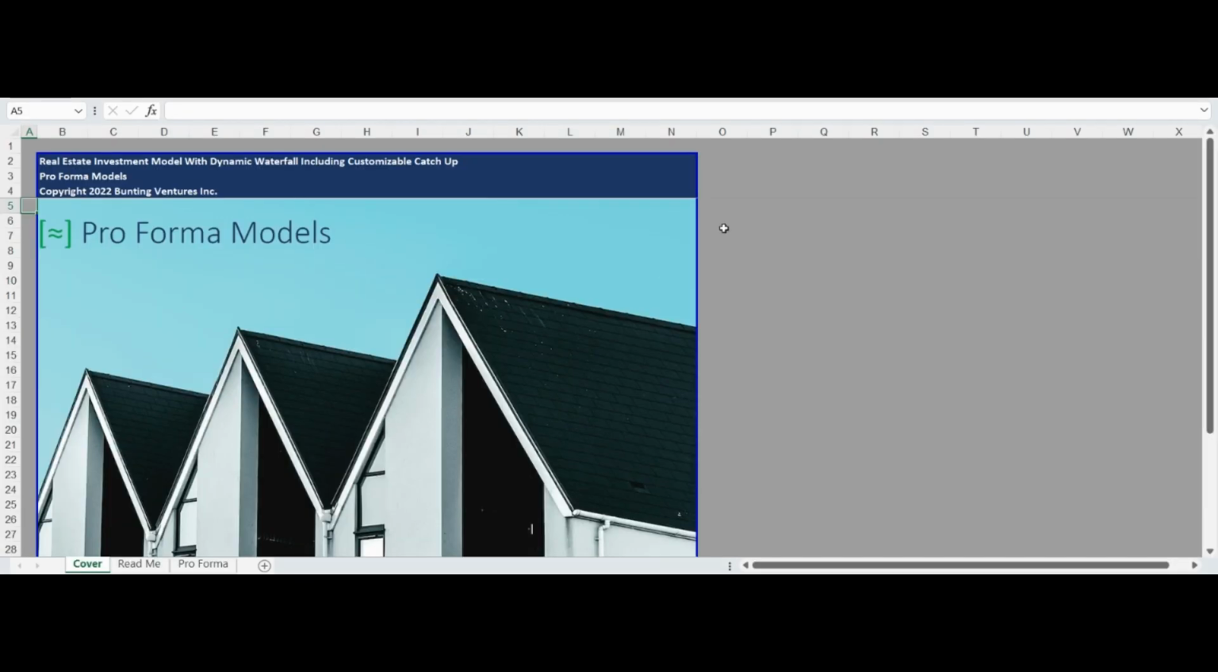Hello and welcome to the Forma Models Real Estate Investment with Waterfall Model Walkthrough. This Forma model includes a dynamic catch-up within the waterfall. A catch-up is a legal provision meant to compensate the general partner based on an investment's total return, not just the pre-established hurdle rate.